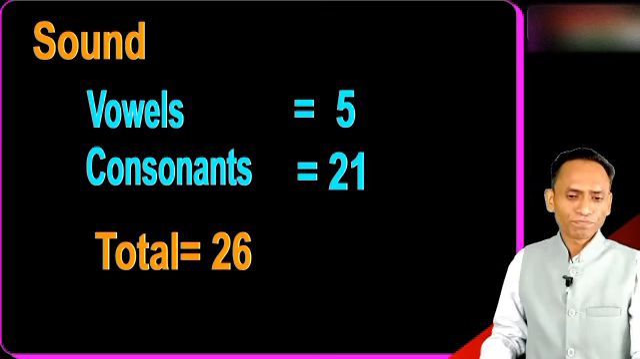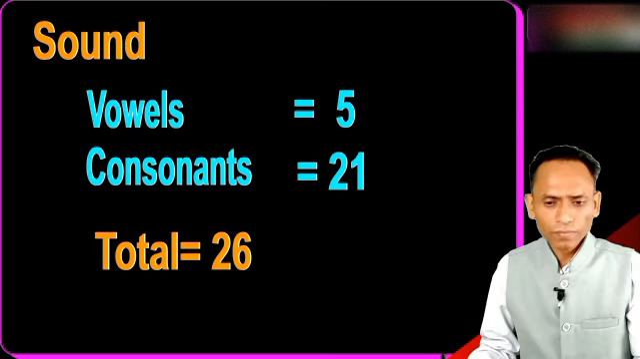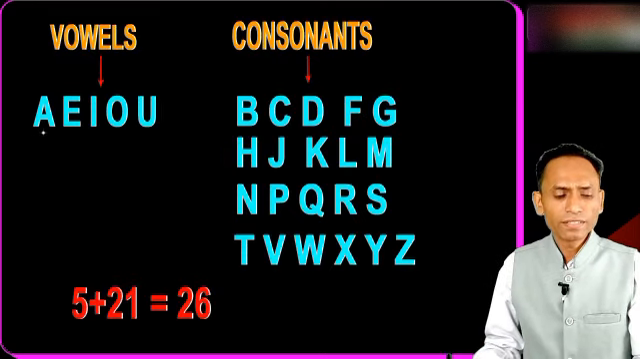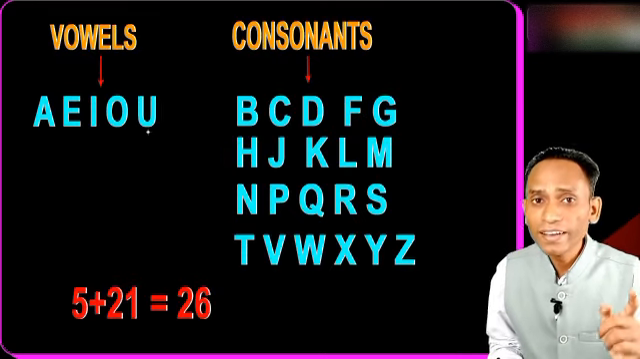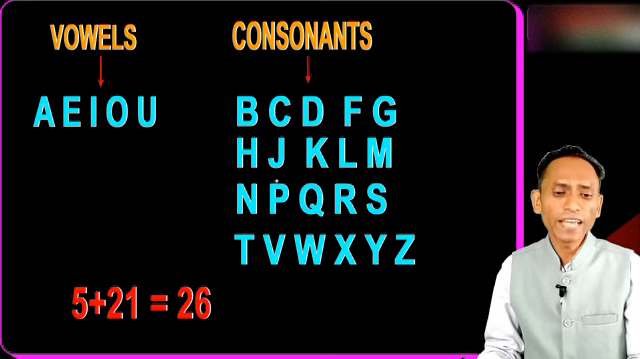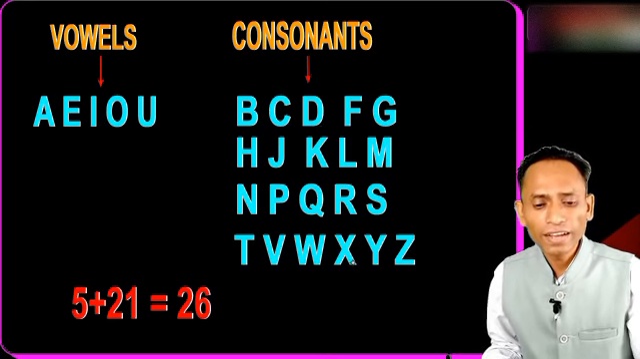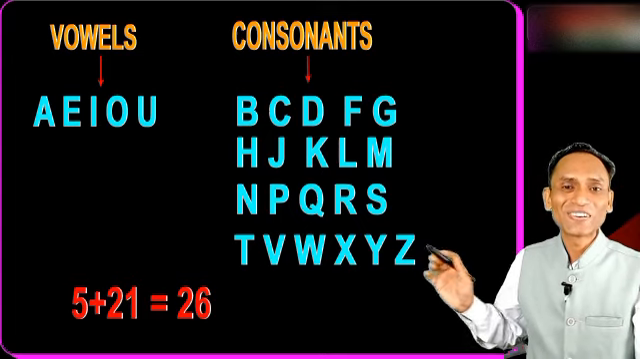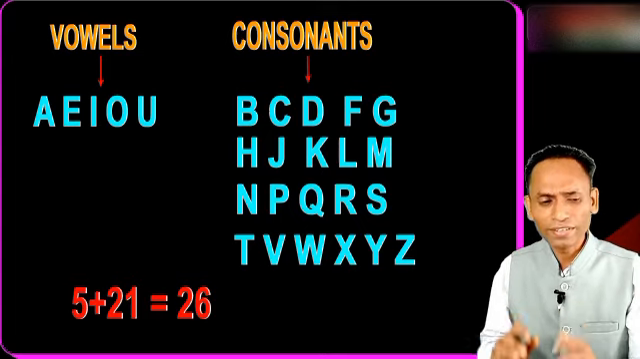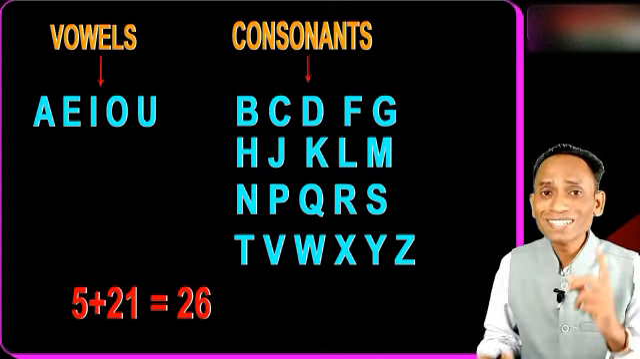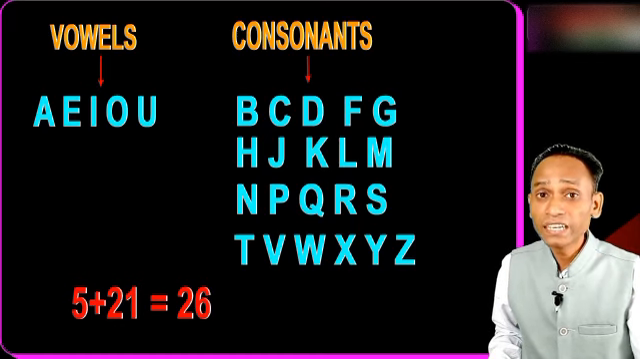First, have a look at these letters. These, A, E, I, O, U, are the vowels. And B, C, D, F, G, H, J, K, L, M, N, P, Q, R, S, T, V, W, X, Y, Z, these are the consonants. Right? Total 26.